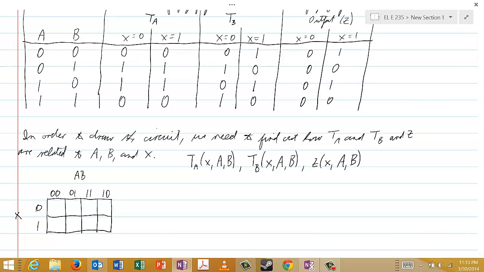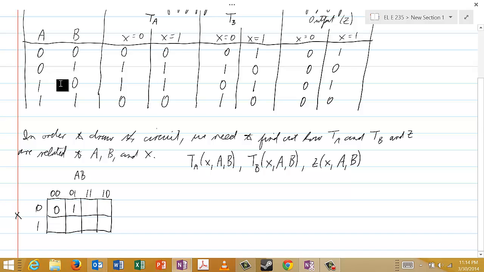Okay, so for TA, we see that when X is equal to 0, TA is given by these numbers, and X equals 0 is the first row of the Karnaugh map, so we need to fill in those numbers, but remember to fill them in the correct way. So when A and B are both 0, and X is 0, then TA is 0. So we'll get a 0 in this cell in the Karnaugh map. For A and B equals 0, 1, we have 1.